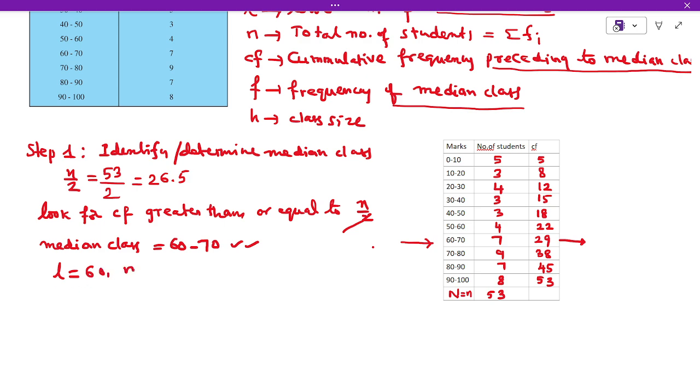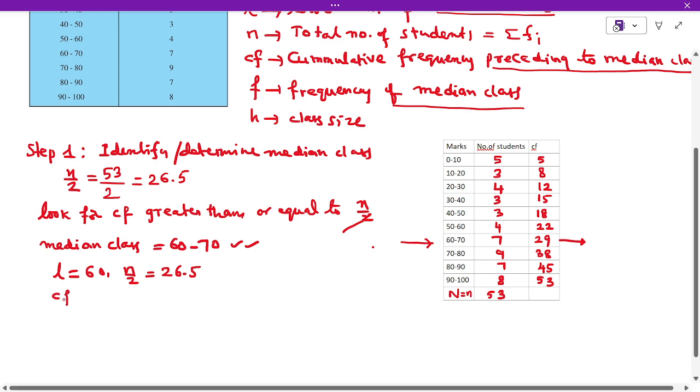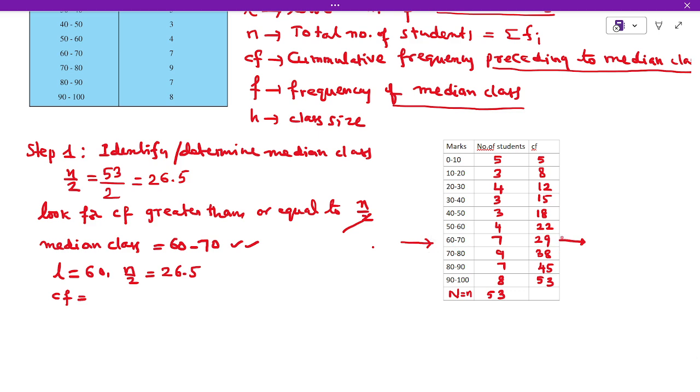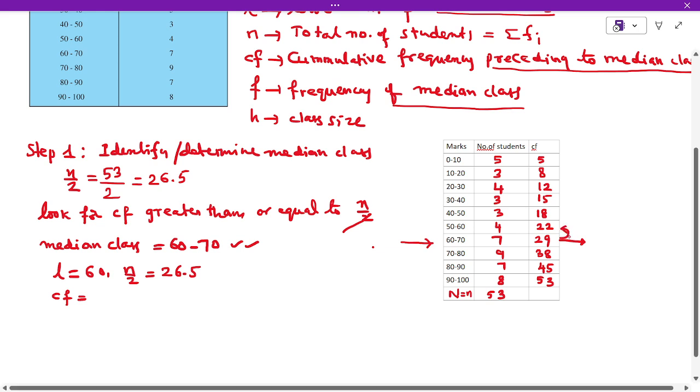Then we have already n by 2, which is 26.5. And then we require CF. Now you tell me, which CF? The CF is the one preceding the median class, right? Because this is the median class, the one just before this. So CF is 22. And f is of which class? f is of the median class, right? The median class is 60 to 70. The corresponding frequency is how much?